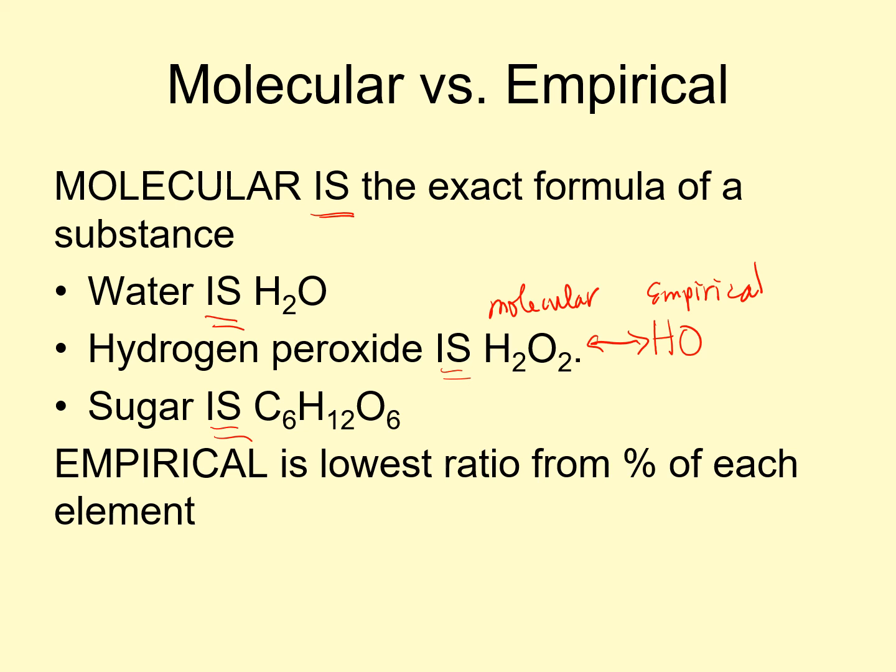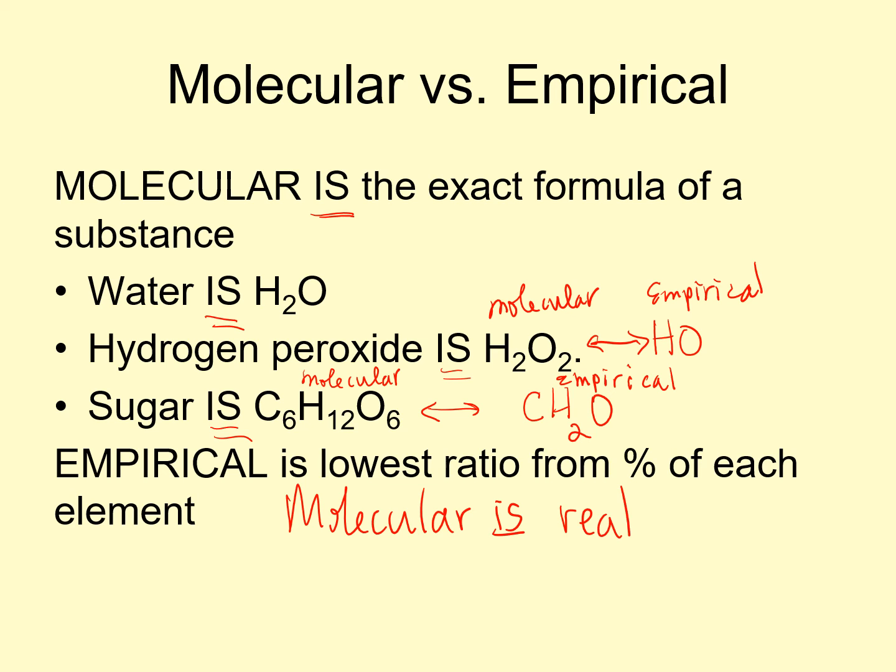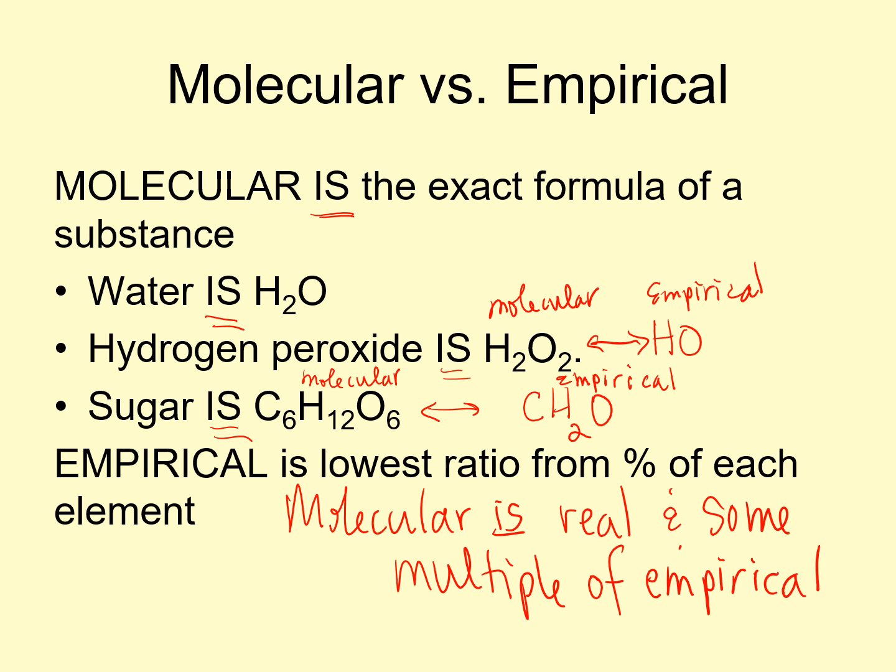Sugar is C6H12O6. That's molecular. That's its identity. All right. But its empirical is CH2O. So molecular is a multiple of empirical. Empirical is the lowest ratio, and it comes from the percent of each element. Molecular is real and some multiple. All right, so what does this mean of empirical? It could be a multiple of 1, could be a multiple of 2, could be a multiple of 3.